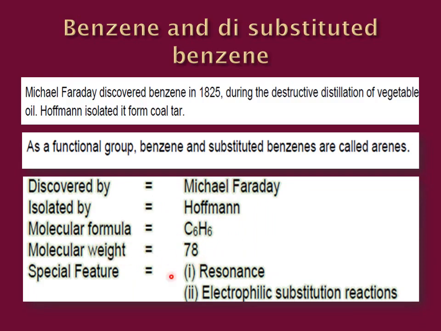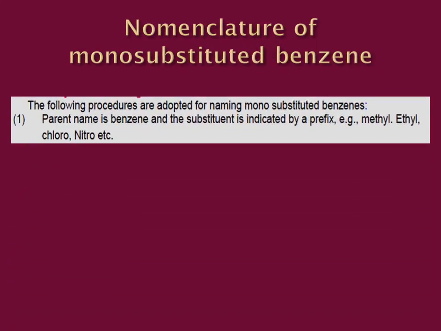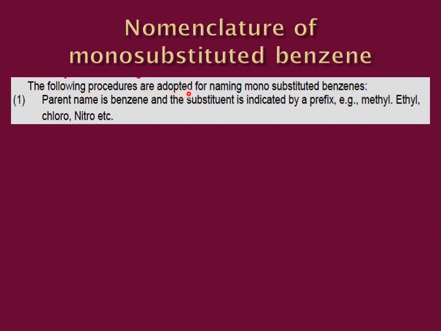Now students, let us start with the nomenclature of mono-substituted benzene, means a benzene ring having only one substituent. The following procedures are adopted for naming mono-substituted benzene. The first rule is the parent name is benzene, and you know students that parent name is always written at the end. The substituent is indicated by prefix. For example, it might be a methyl, ethyl, chloro or nitro group, etc. Now look at the first example. This is chlorobenzene. The substituent is chloro and the parent is benzene.